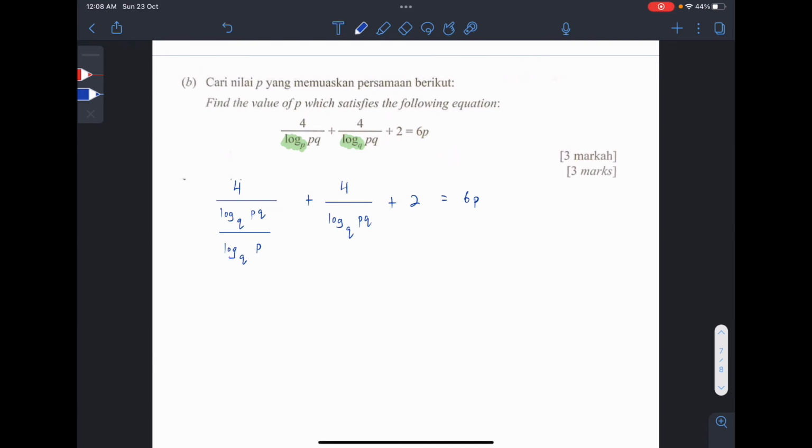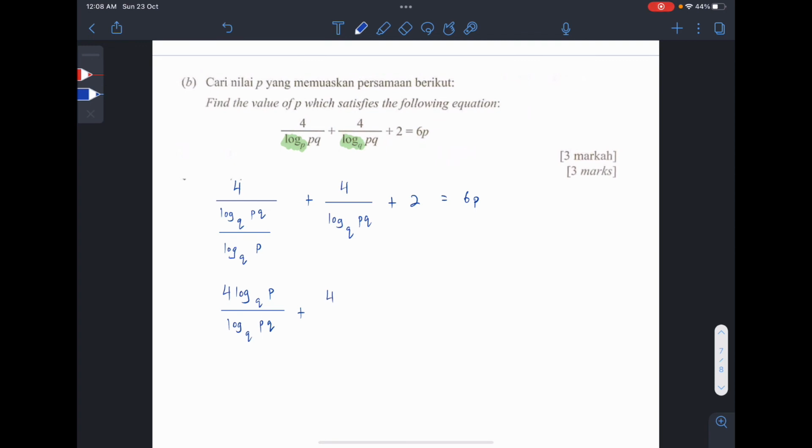And what happens right now is I need to deal with the fraction down here. And as you know, if we have a fraction over here, the bottom fraction always goes back to the top as a multiplication, right? So I'm just bringing this right up to the top. So it will become 4 log q p over log q pq.